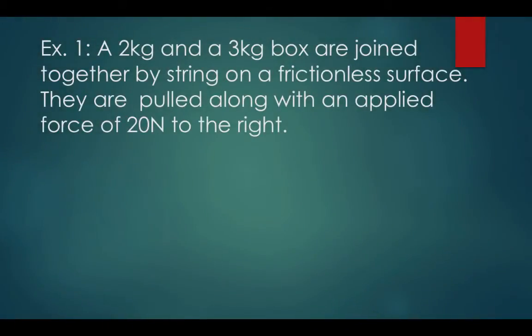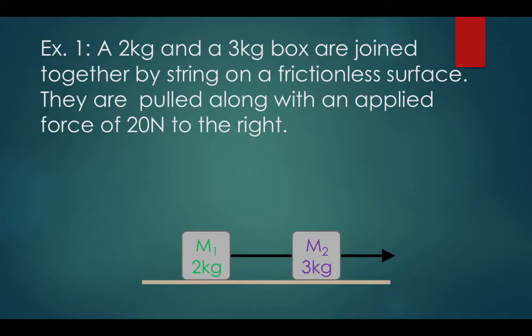Example number 1 has a 2 and 3 kilogram box joined by a string on a frictionless surface. They are being pulled along with the force of 20 newtons to the right. Here is a diagram of the boxes. We will calculate acceleration and string tension.